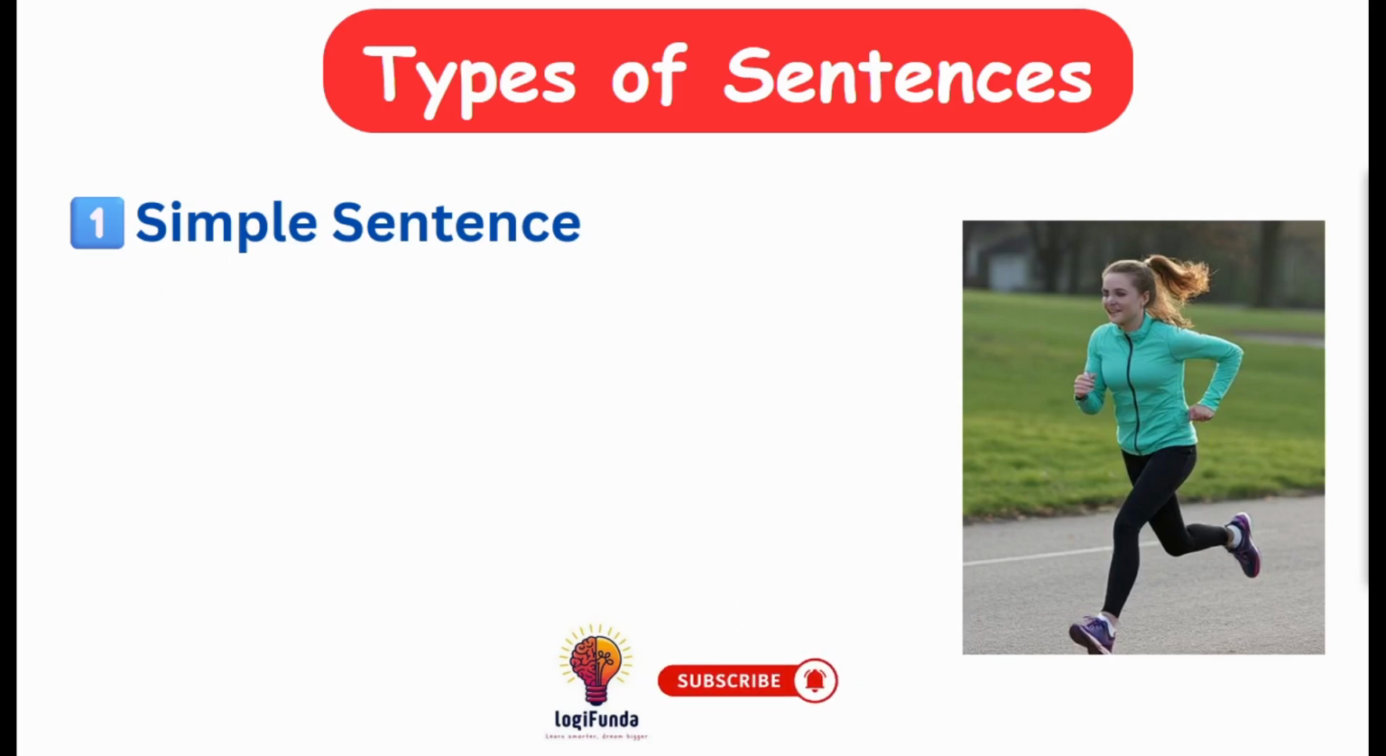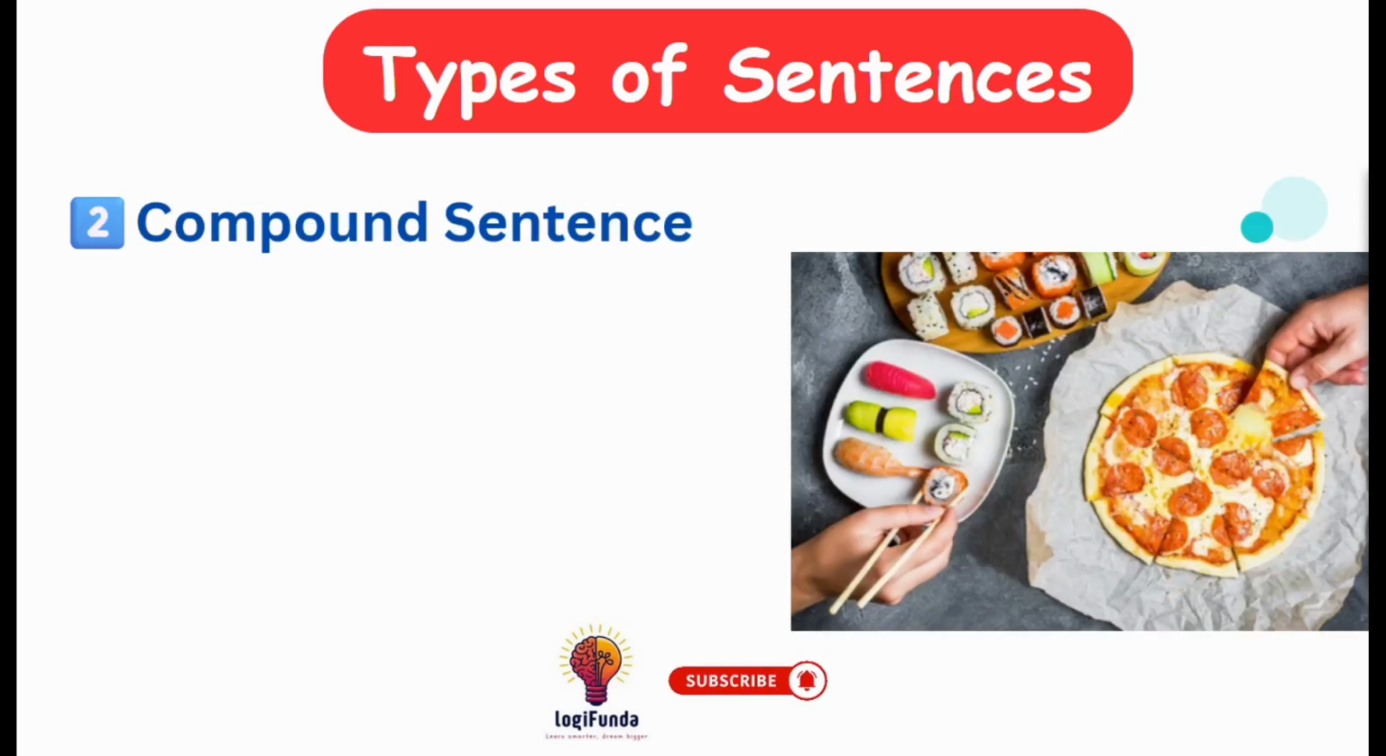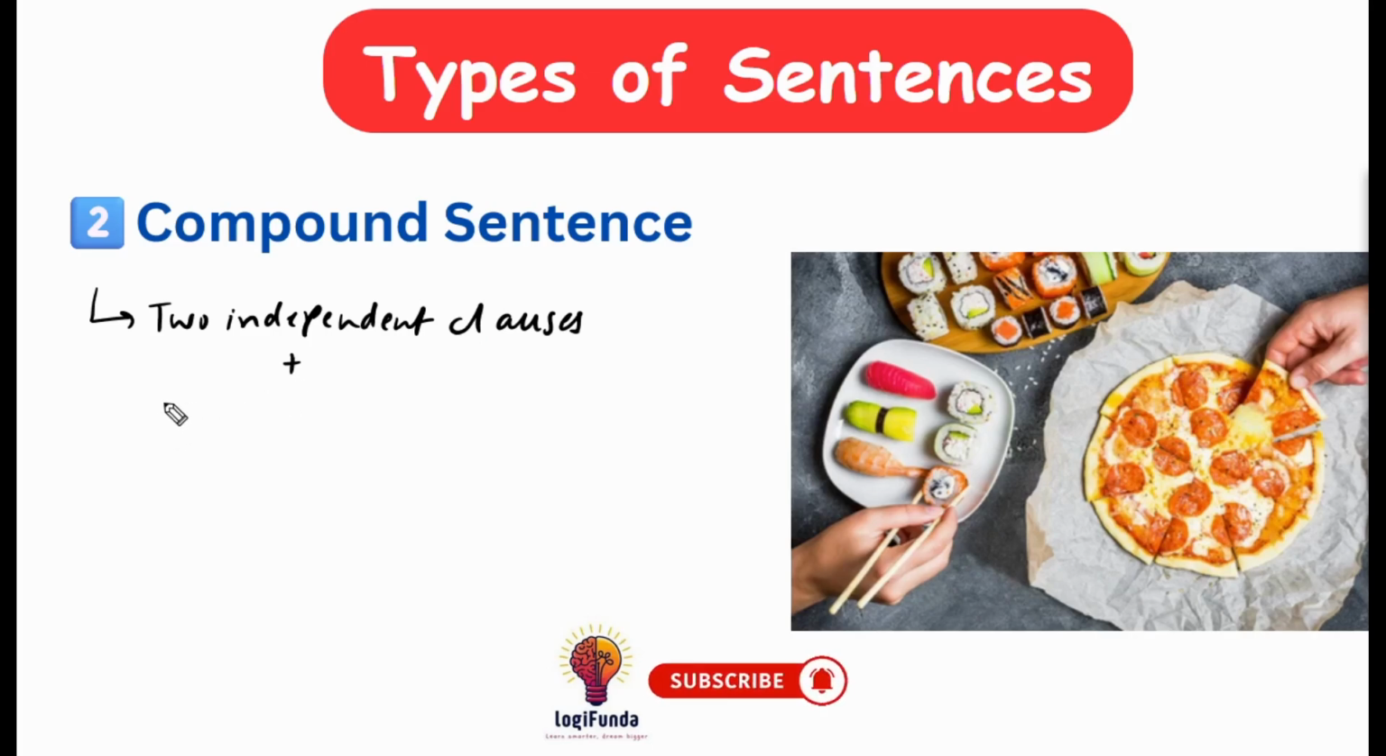Okay, now let's move on to another type of sentence. So we have another type of sentence, the compound sentence. Okay, so when you have two independent clauses plus a coordinating conjunction.